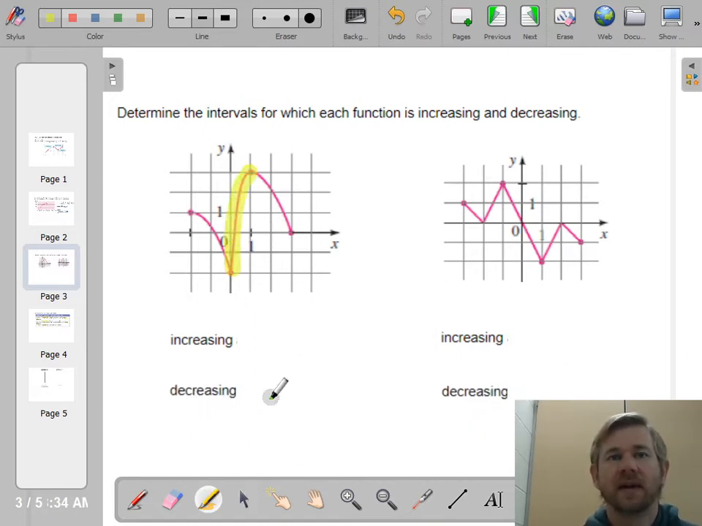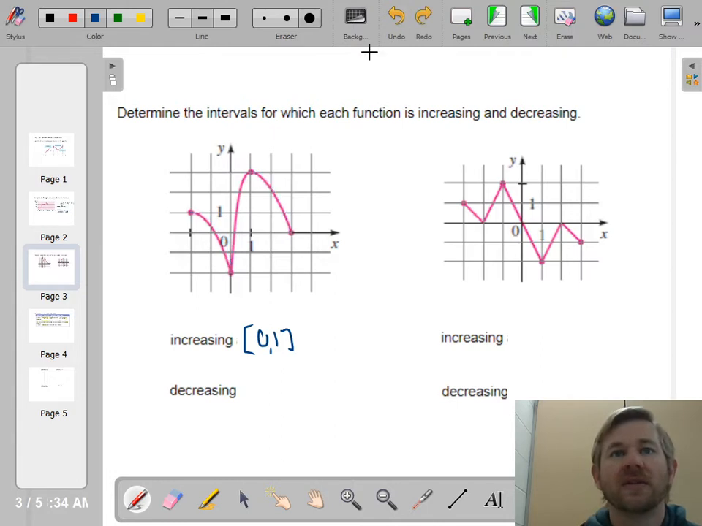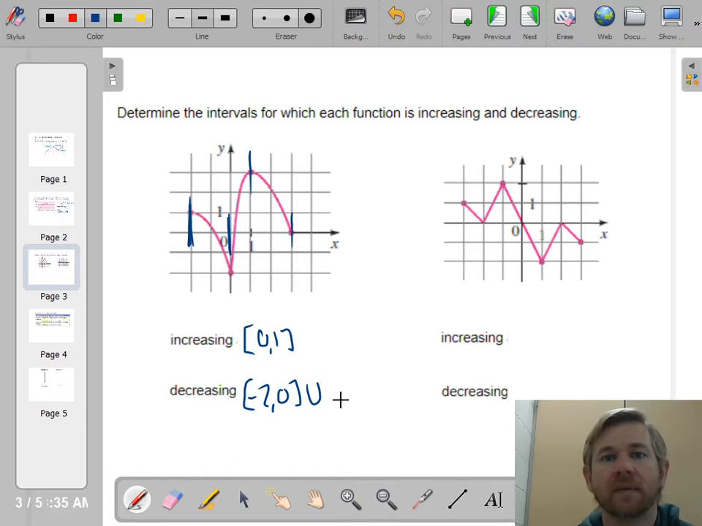That's right there. Remember, we read left to right, just like in English class. So you have to be careful: the x values are what you're looking at. It's increasing from 0 to 1. And then, like I said, we're always going to use brackets. It's decreasing from there and there. So what are those x values? Let's see. This is 0, so negative 2 to 0. And then we'll say union 1 to 3.